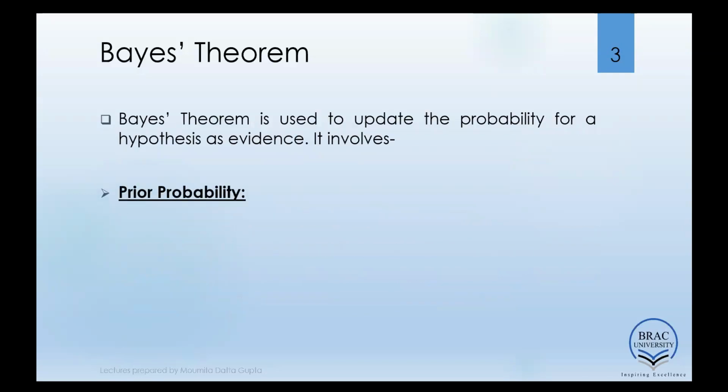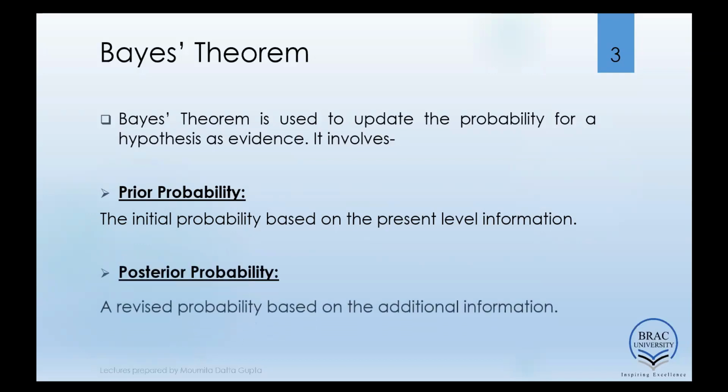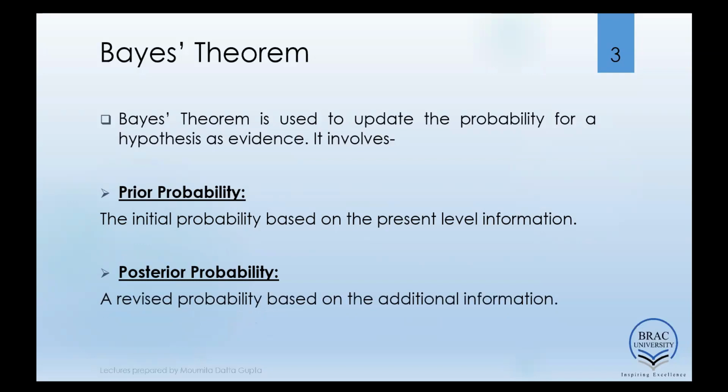Bayes' theorem is used to update the probability for a hypothesis as evidence comes in. It involves two probabilities. The first one is the prior probability. Prior probability is the initial probability based on the present level of information. And the second one is known as the posterior probability. Posterior probability is a revised probability based on the additional information.